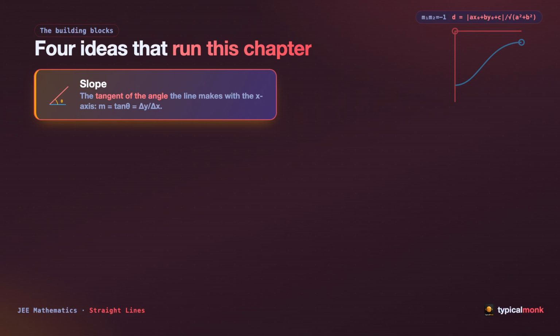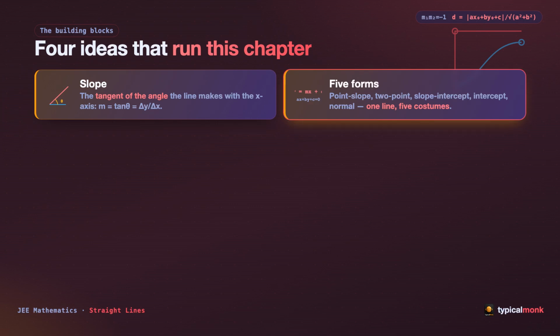The slope, the tangent of the angle the line makes with the x-axis. m equals tan theta, which is the rise over the run, delta y over delta x. One number for direction. The 5 forms: point slope, 2 point, slope intercept, intercept, and normal. One line, 5 costumes, and you pick whichever the data hands you.